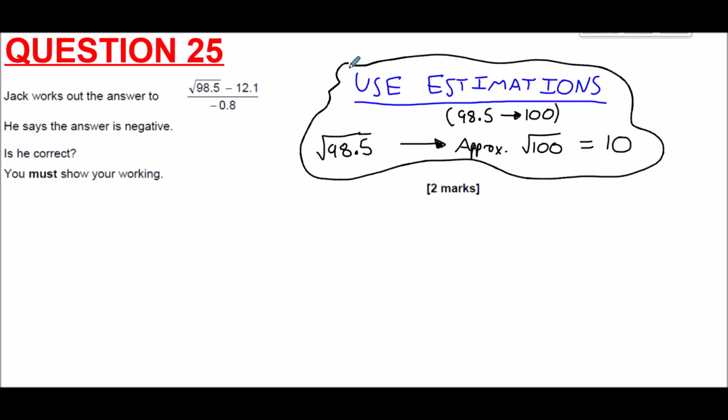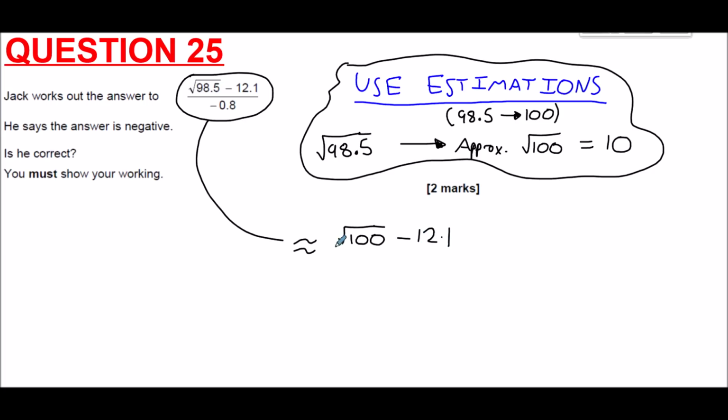We're not really concerned with the exact value. All we're concerned of is if it's positive or negative. And so if I just get this here, move it down to give us more space, this is roughly equal to the square root of 100 minus 12.1 divided by minus 0.8.